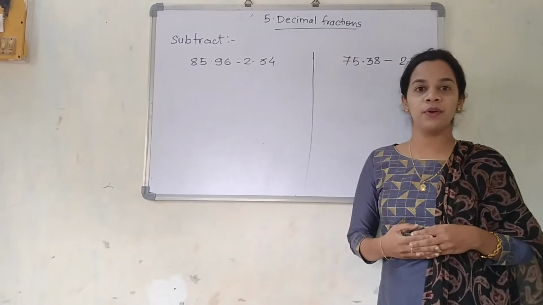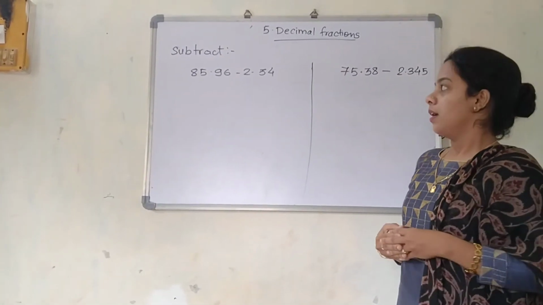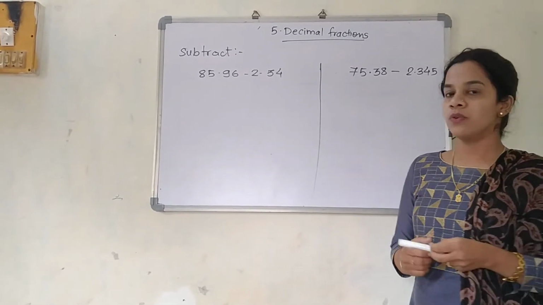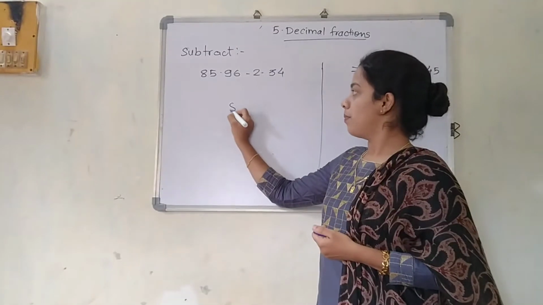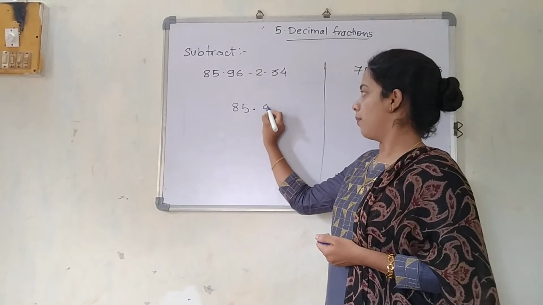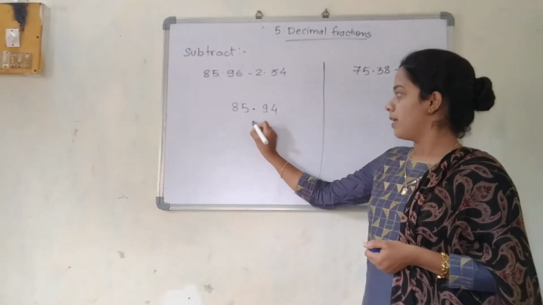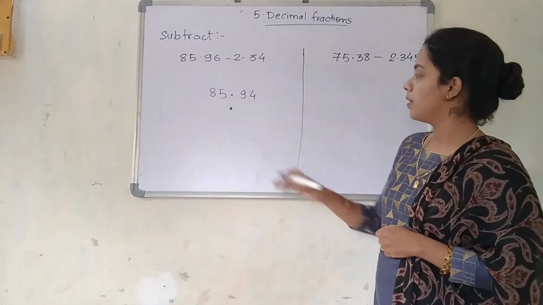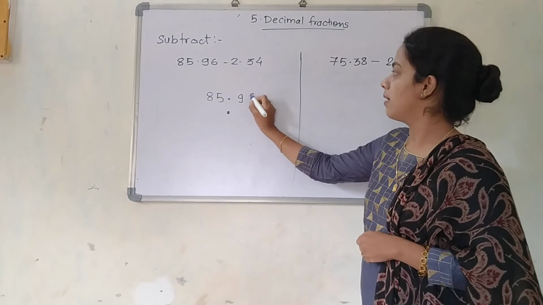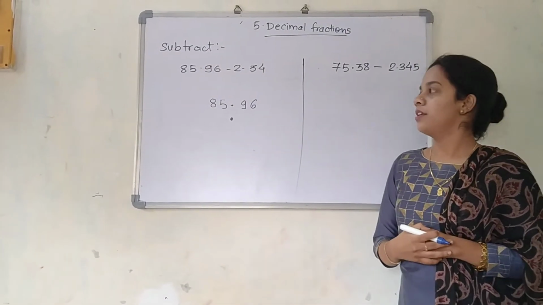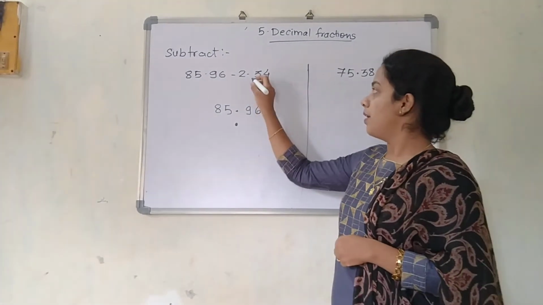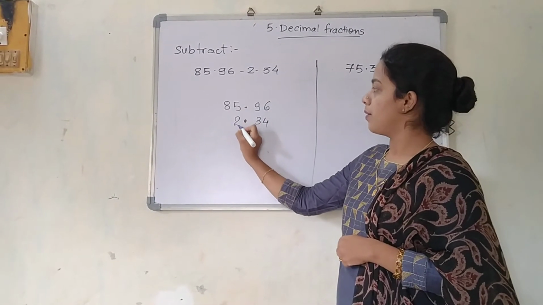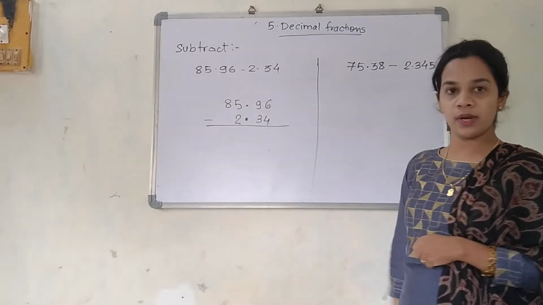Okay, so now see we are going to start the subtraction. 85.96 minus 2.34. So I am going to write the bigger number on the top, that is 85.94. While writing this I will write decimal point before itself. Okay. It is 96, sorry, my mistake. Minus 2.34. So 34 is after decimal, so I am going to write over here, and 2 is before it, so I am going to write over here, and I am going to subtract them.